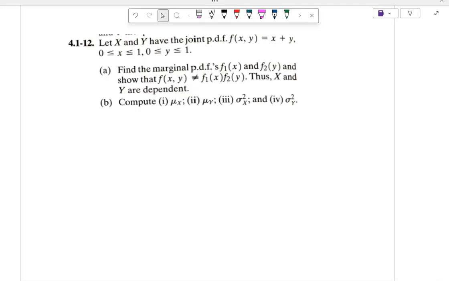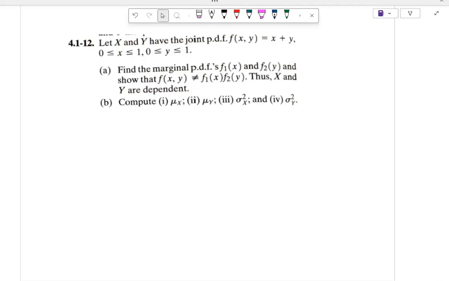No. In particular, remember, independence says that I have to be able to write my PDF as a function of x with no y's times a function of y with no x's, right? It has to be the product of the marginals. Looking at x plus y, am I ever going to get that as a function of x with no y's times a function of y with no x's? Is that even going to be possible? No. Let's see why, though.